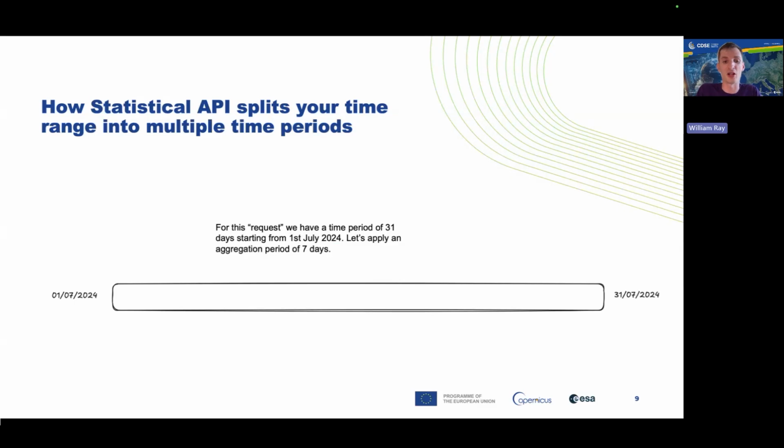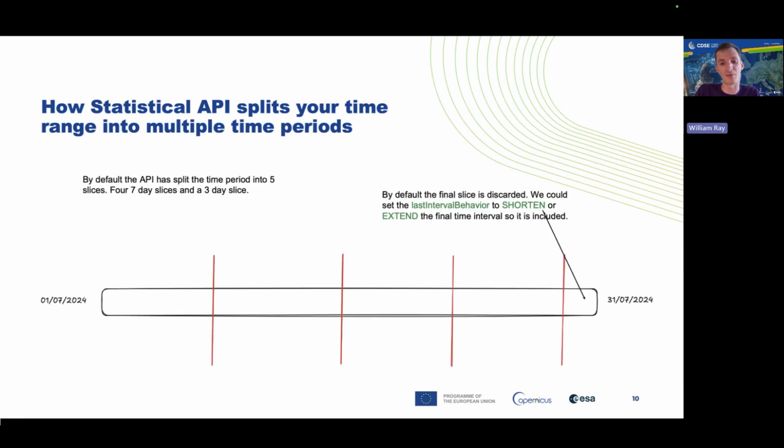So here in our example, we're looking at data for a time period of 31 days. So starting 1st of July 2024. And I want to put in an aggregation period of 7 days. So to do that, these have been sliced up on the red lines. So by default, the API split the time period into 5 slices. We've got 4 7-day slices, so up to 28 days. And then we've got this final 3-day time slice. So by default, it's discarded, as I said earlier, but we could also set the behavior to either shorten or extend this final time interval as we wish.